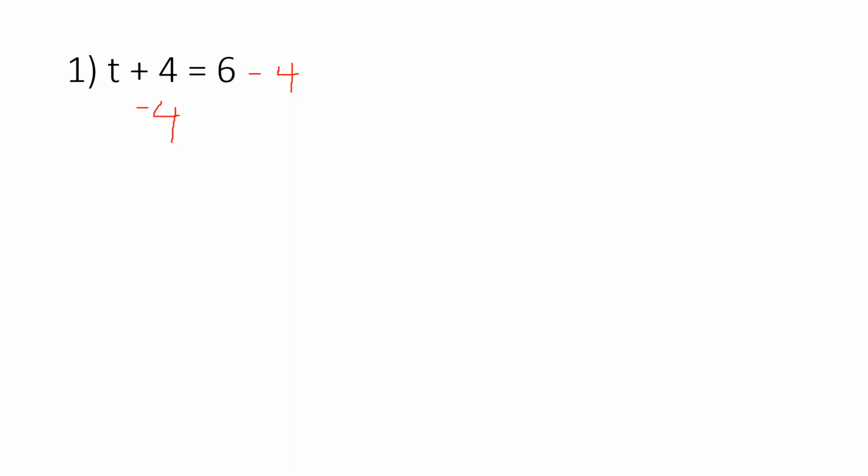So this 4 naturally will cancel off this 4. A positive 4 and a negative 4 gives us 0. And on the other side, we have 6 minus 4, which we can actually compute. So 6 minus 4 will give us 2. And that does it. That solves the problem. So t is equal to 2.